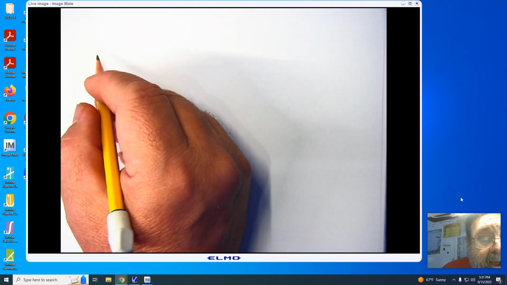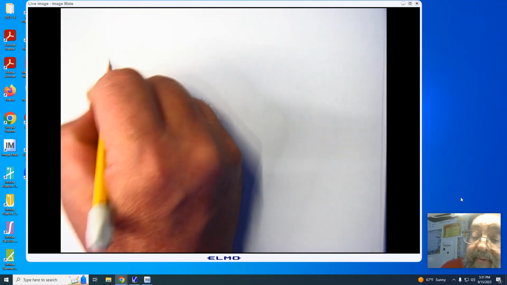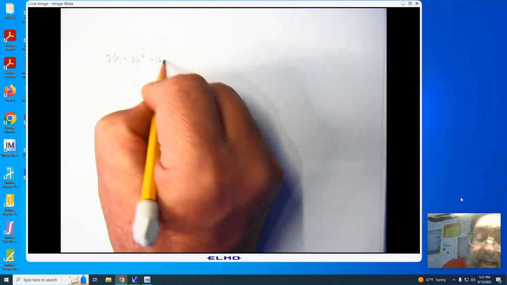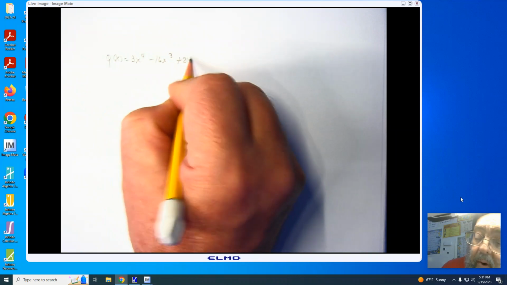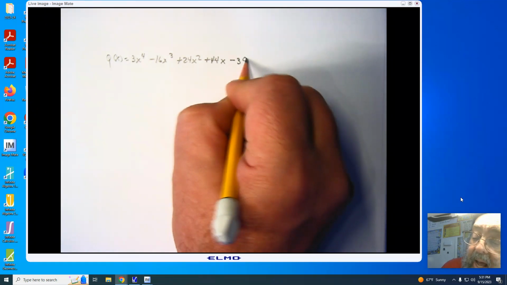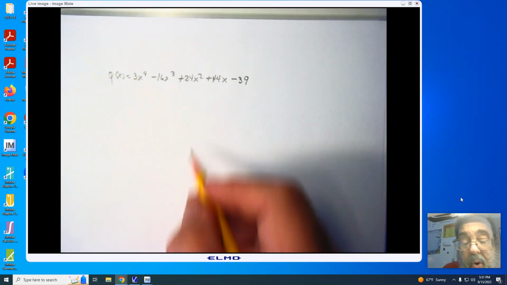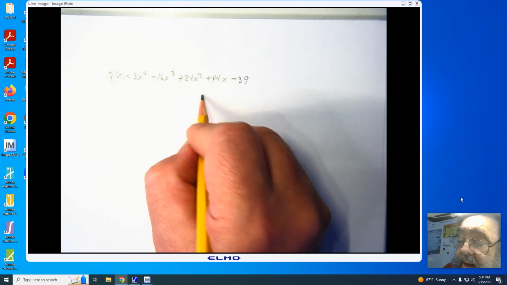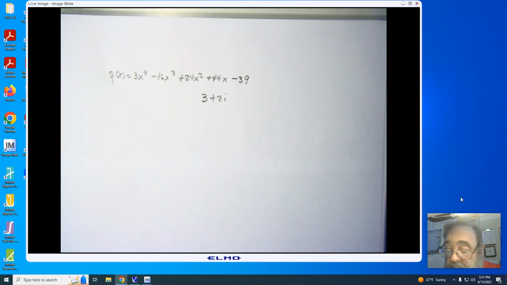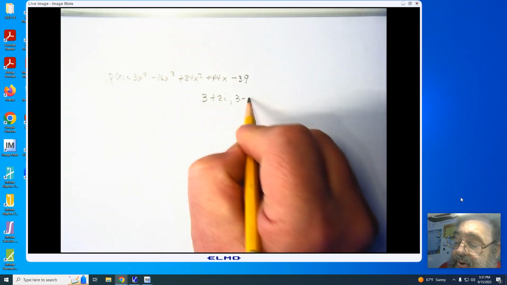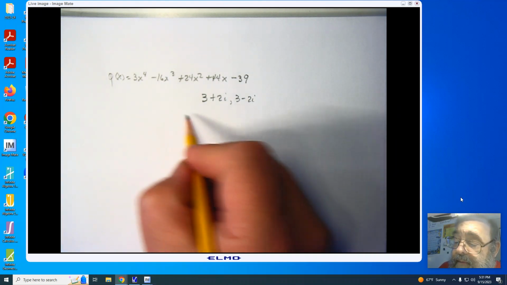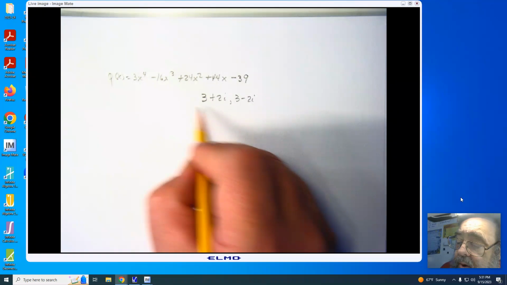The next one that we have is p of x equals 3x to the fourth minus 16x cubed plus 24x squared plus 44x minus 39. The root that we are told exists is 3 plus 2i. If 3 plus 2i is a root, we now know that 3 minus 2i must also be a root. We're now going to find the polynomial that gave me these two roots.